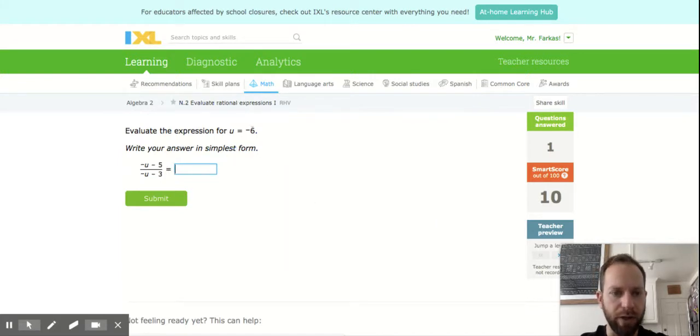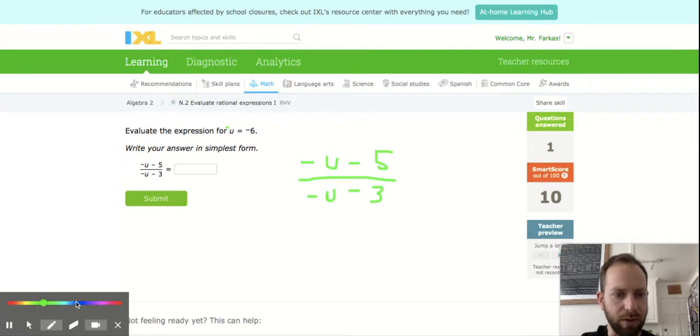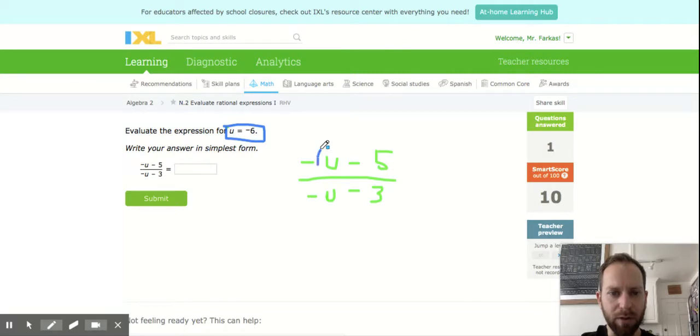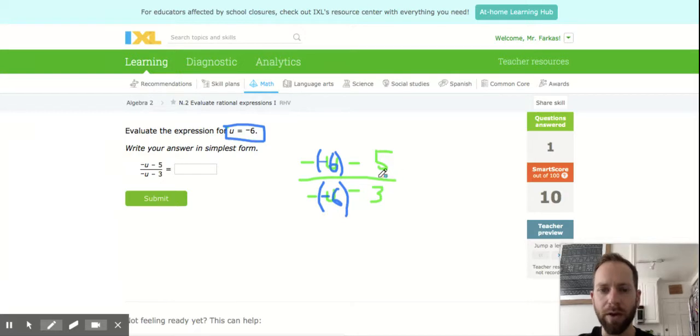Okay, let's try this one since there's multiple negatives here. So be really careful when you're writing this out. Make sure you include all of the negatives. Negative u minus 5 divided by negative u minus 3. When you're replacing u with negative 6, you need to make sure that you're putting that extra negative in there. So I like to put in parentheses so that we make sure we're doing the correct operation.